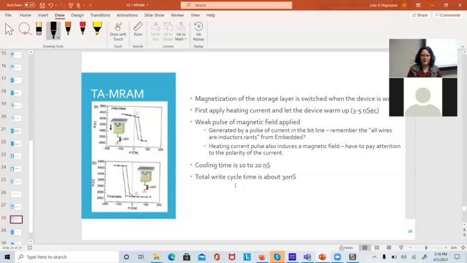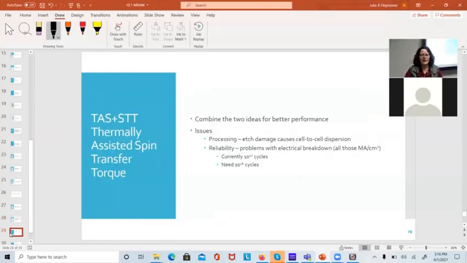We have spin transfer torque. We have the thermally assisted. We can put them all together and have TASSTT, thermally assisted spin transfer torque. We combine those 2 ideas for better performance. There are some processing issues with it yet, and I don't think Everspin is doing this yet in production. They've talked about it a little bit.